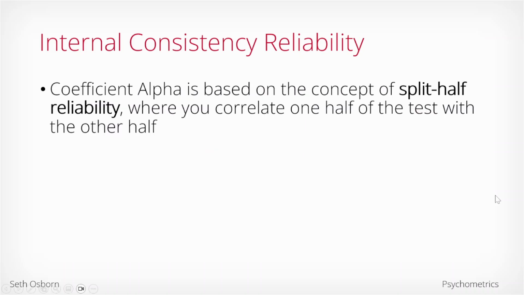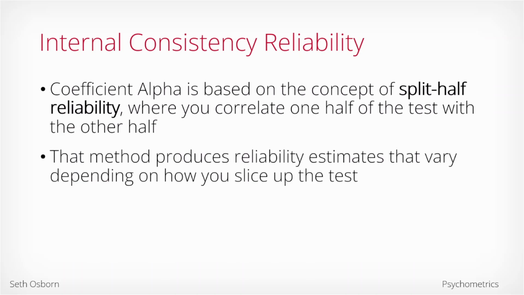Now, coefficient alpha is originally based on the concept of split half reliability, where you would take a test and cut it in half and correlate one half with the other. Really cool idea, but actually not amazing in terms of results, because the way you cut it up is going to give you different estimates for reliability. You get a different correlation every single different way that you cut up the test.